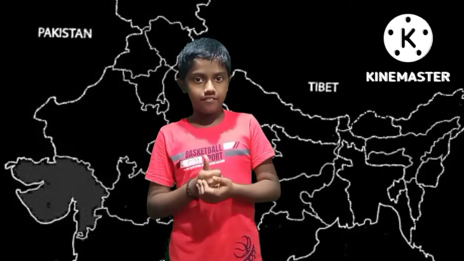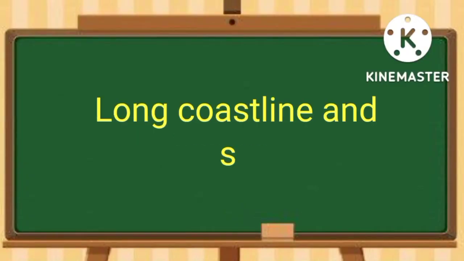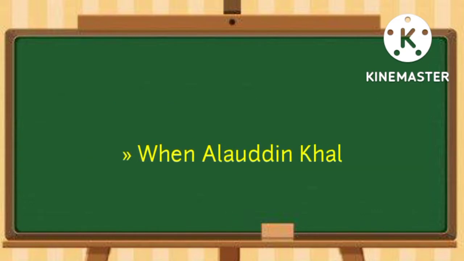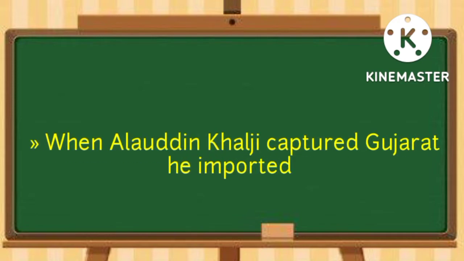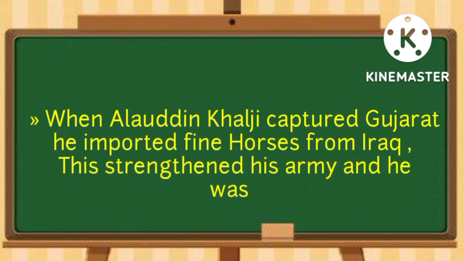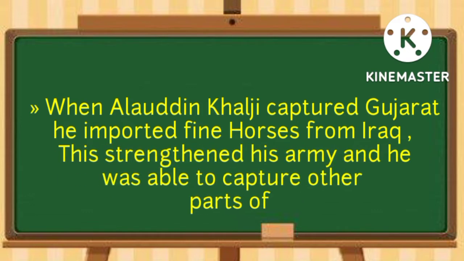We know the peculiarity of Gujarat. What is the peculiarity? Yes, it is a state in India which has the longest coastline and has several seaports. When Alauddin Khalji captured Gujarat, he imported 5 horses from Iraq, and this strengthened his army, and he was able to capture other parts of India and expand the Delhi Sultanate.